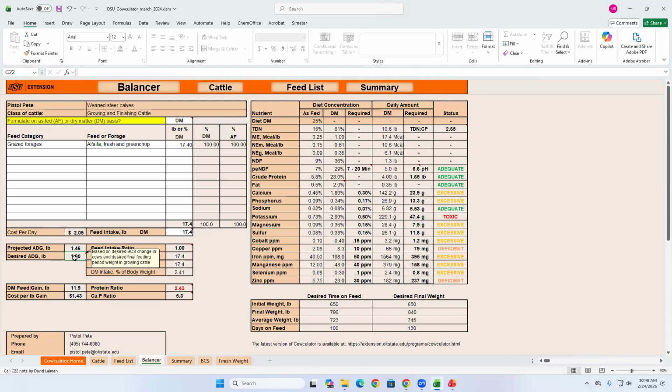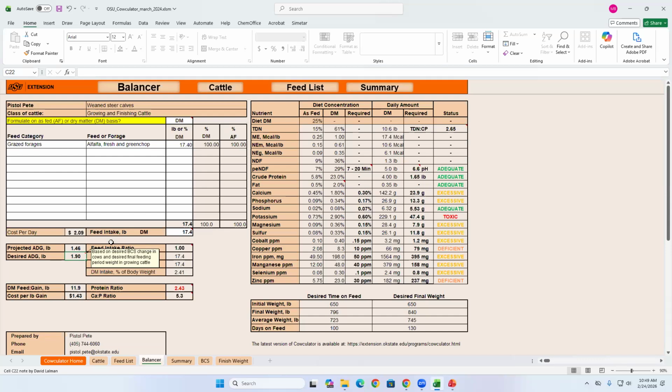For today, we're just going to ignore that. Then projected average daily gain is what the models would suggest that this animal would do. So it's saying if we're grazing fresh or green chop alfalfa, they are projected to gain just under 1.5 pounds a day. Okay? Anybody have any questions?